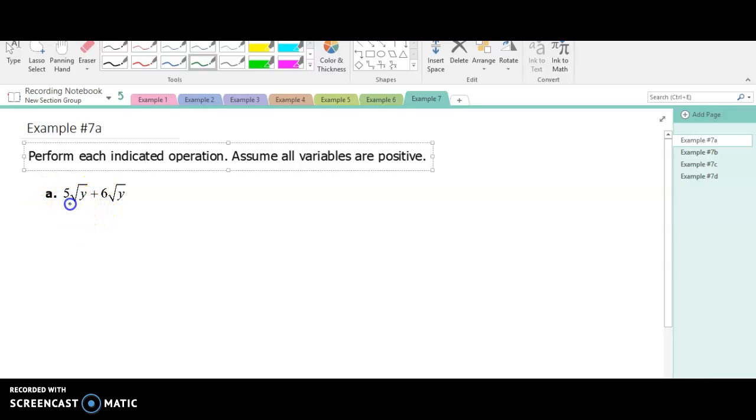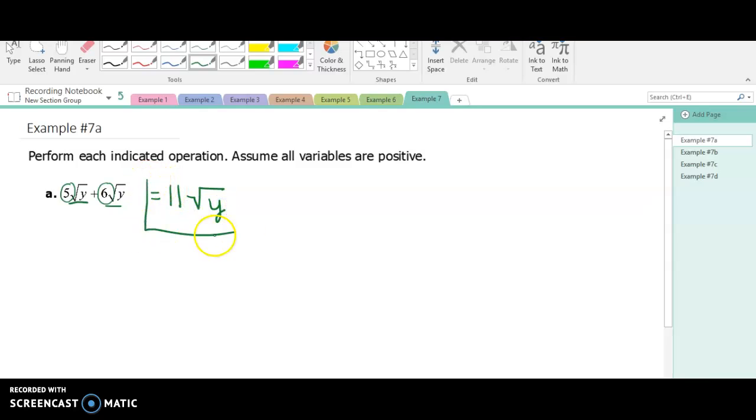These have the same square root of y and square root of y. So we can just simply add the coefficients. So this is just 11 square root of y. Hopefully that's something that you can already do before this video.